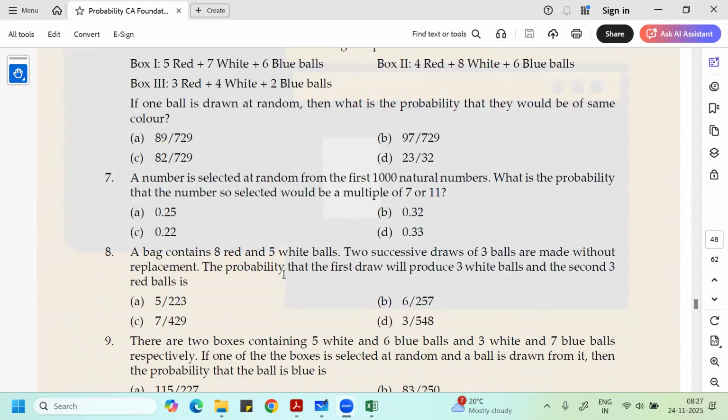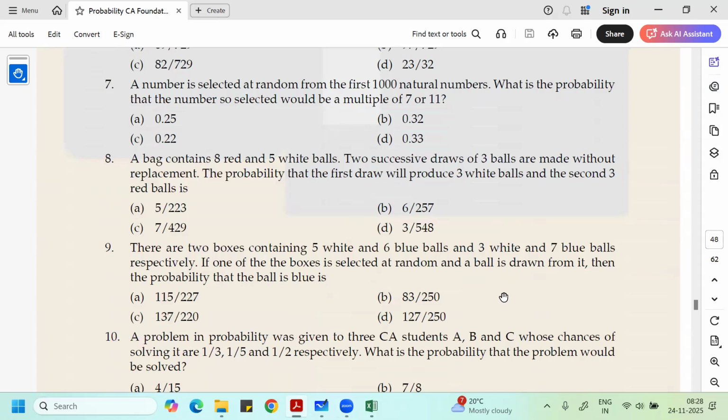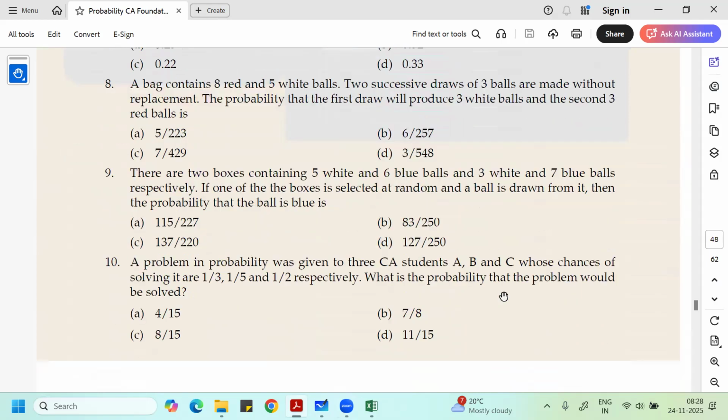Question number eight, we need to check what the answer was. Eight red, three balls are made. This was 5C3 by 13C3 into 8C3 by 10C3. That was the answer. I think it is option A if I'm not wrong. Question number nine was 83 by 250. And then question number 10.